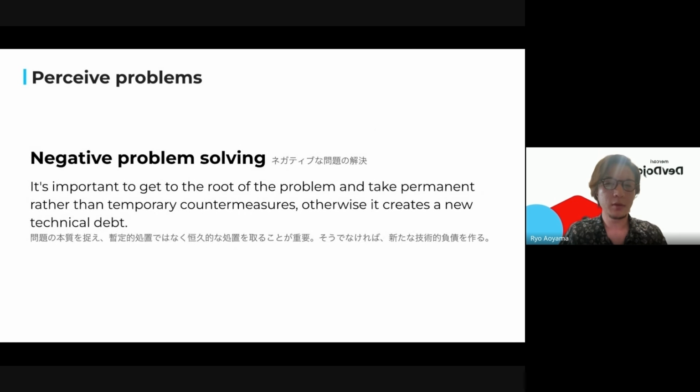What's really important for negative problem solving is to really get to the root of the problem rather than just take temporary countermeasures. So, more permanent measures are more important here. Without doing so, the actual actions you take can lead to technical debt, even though you were trying to solve this problem.